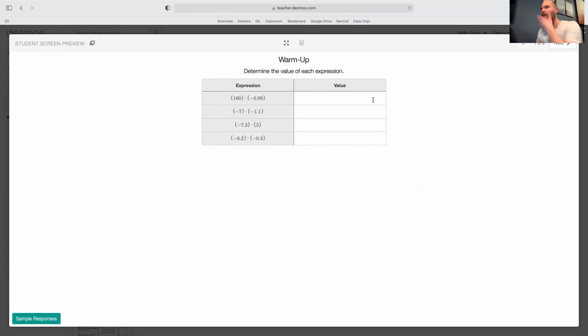Let's see here. The first part just says determine the value of each expression. So the value of an expression is the answer you get after you do all the math. And each of these are expressions because they don't have an equal sign and stuff on the other side of the equal sign. That would make them equations. So in other words, we have to evaluate these, right? To get a value is to evaluate. All right, so I can grab a calculator.